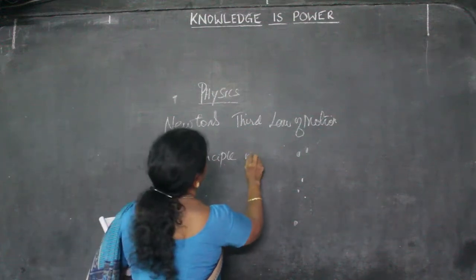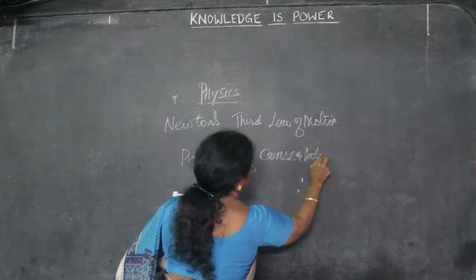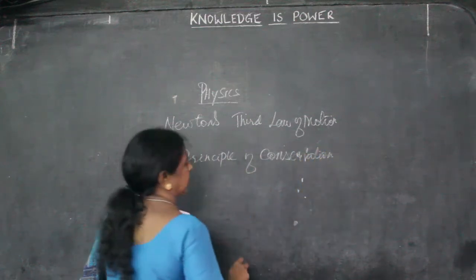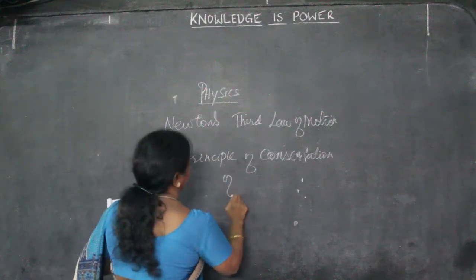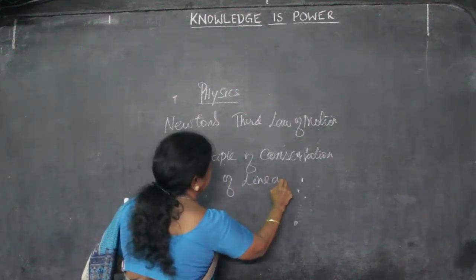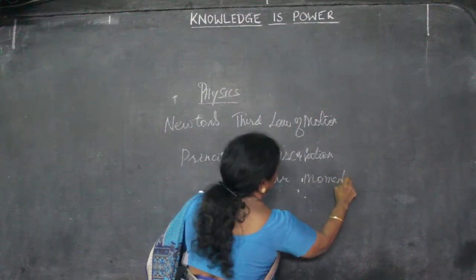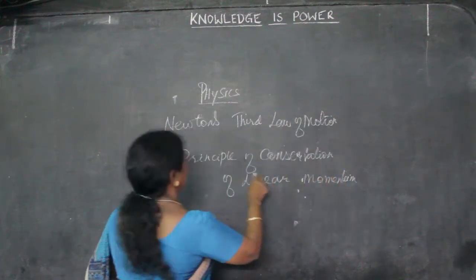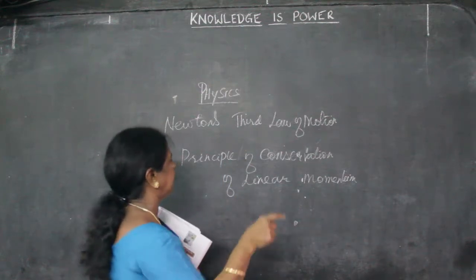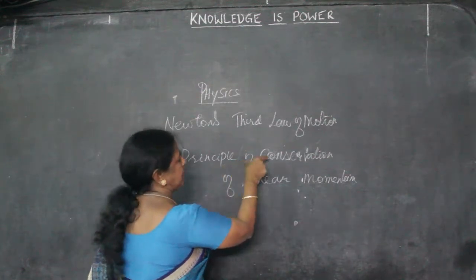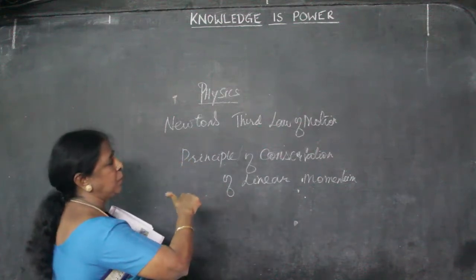Next one you have to say is the principle of conservation. What's the meaning of conservation? We have said conserve the water. Conservation means saving the energy. So principle of conservation of linear momentum. What's the meaning of linear? The same line. Momentum, the product. So principle means what? Based on that. What we say is based on something, that is known as what? Principle of conservation of linear momentum. Conservation, saving the energy, linear, in the same line.